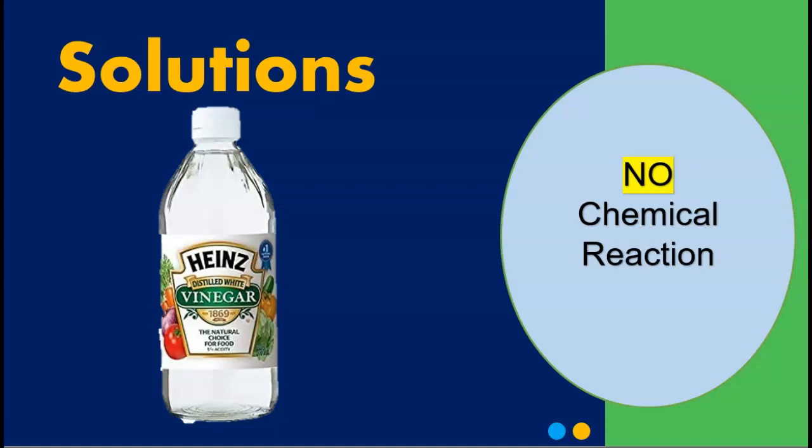Vinegar is another example of a solution. Vinegar that we use for food is 5% acid and 95% water. The water and the acid do not separate. They stay together, but there's no chemical reaction happening. There's no new substance being formed. That's how we know it's a solution and not a compound.